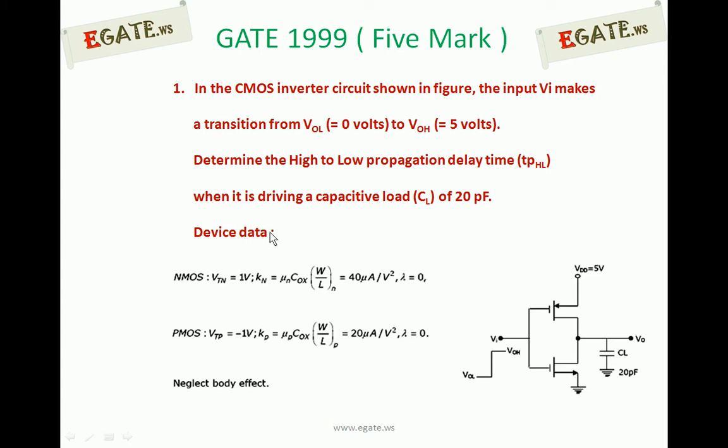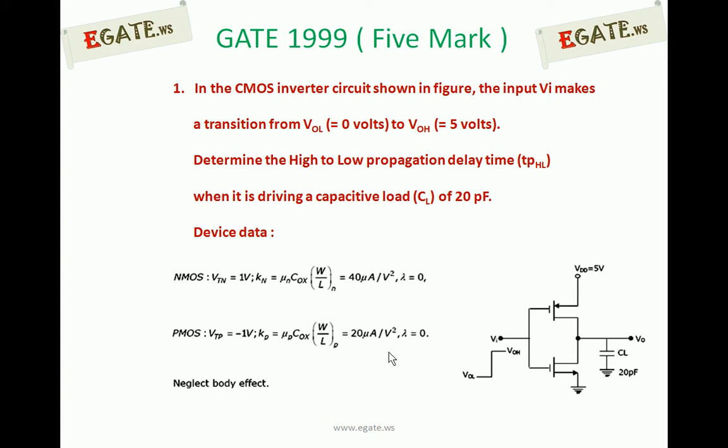The device data given is: NMOS threshold voltage VTN is 1 volt, Kn, which is mu n into COX into W by L, is equal to 40 microampere per volt square. For PMOS, VTP, the threshold voltage, is minus 1 volt, and the transconductance of PMOS is 20 microampere per volt square. Lambda is equal to 0. Lambda is the channel length modulation parameter, and it is advised to neglect the body effect.